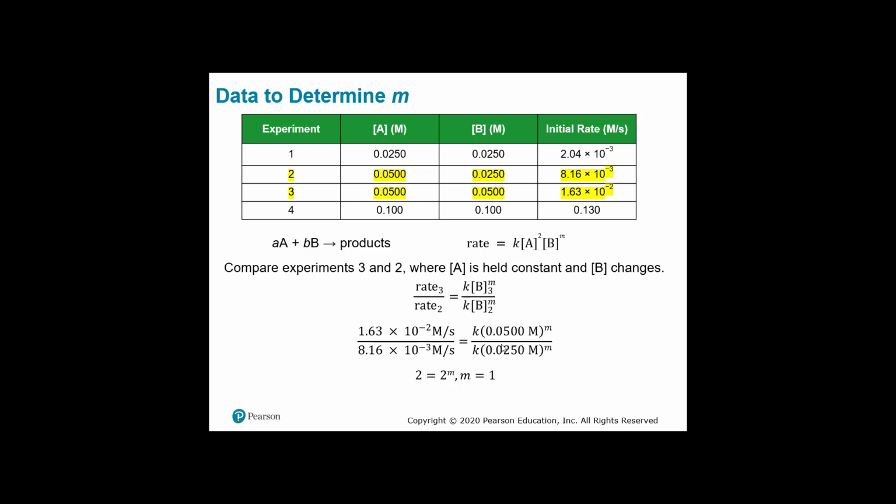So now I've highlighted experiments 2 and 3, where the concentration of A is kept constant, but we have increased the concentration of B, so we can see what's actually happening here. When we increase the concentration of B, rate 3 goes over rate 2, and through all the calculations, which are not here, we can see that this is a first order reaction. m is first order with respect to the concentration of B.